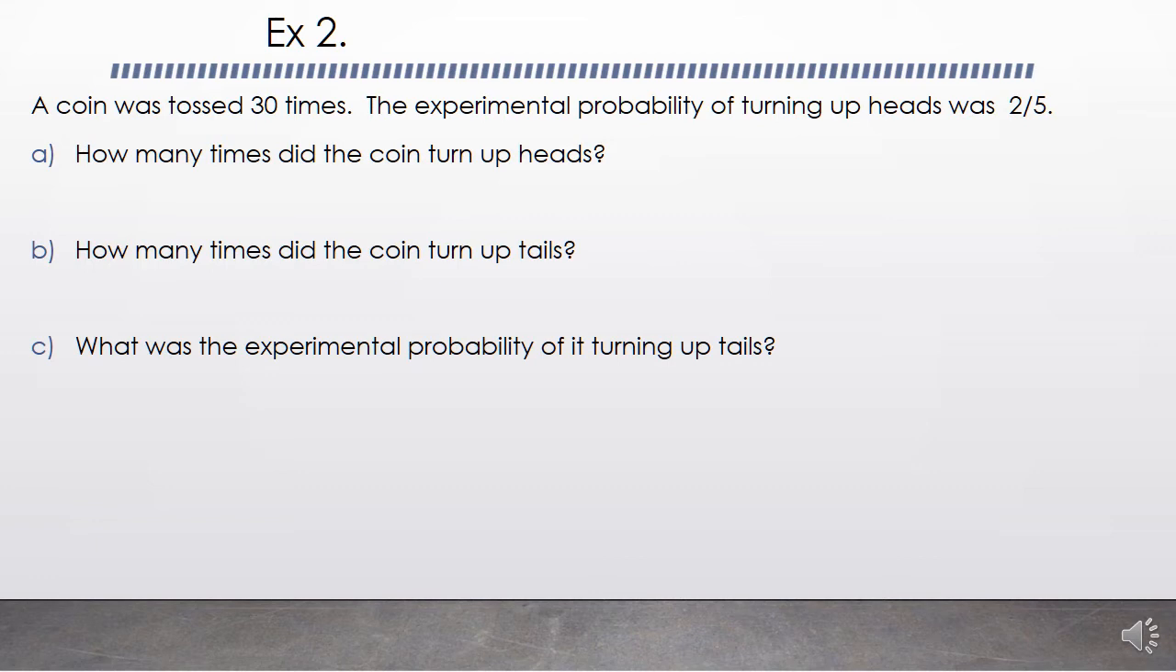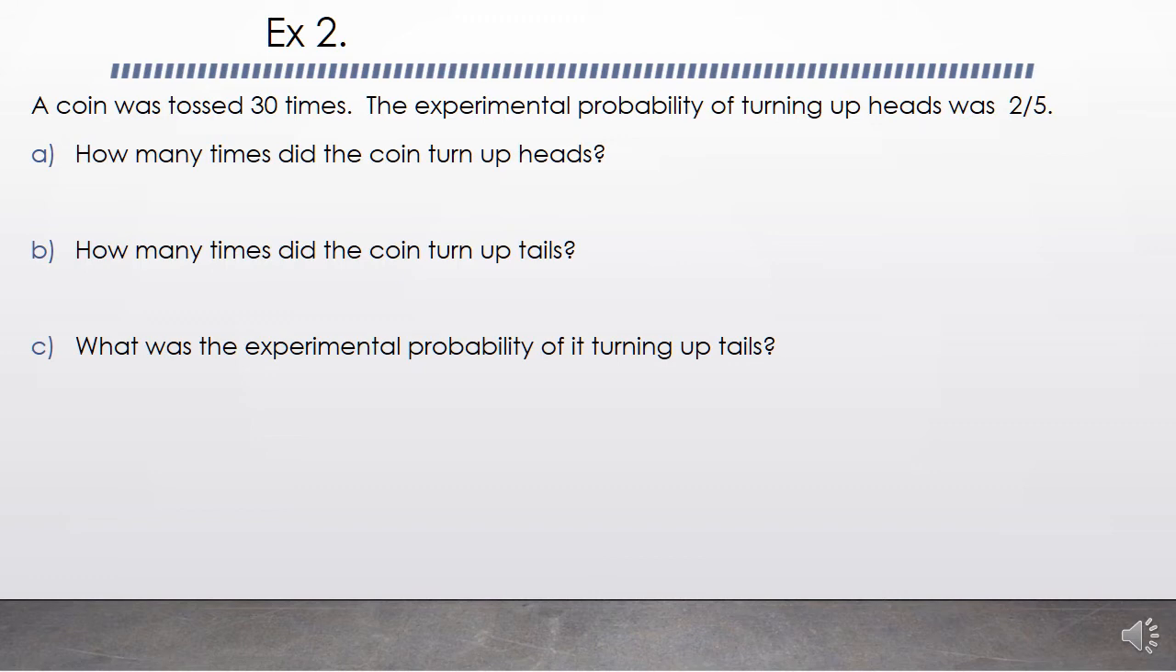Our next example, example 2. A coin was tossed 30 times. The experimental probability of turning up heads was 2/5. How many times did the coin turn up heads? So this is like working backwards.